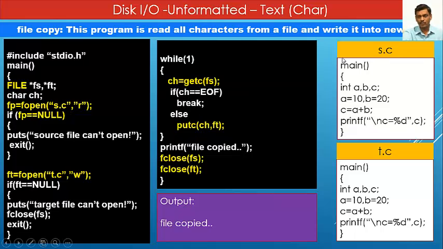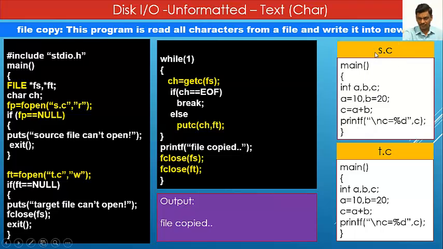For example, this is a source file, s.c, which is one of the files. That file consists of this program: a comma p, a equal to 10, b equal to 20. So this is the data of s.c. This program is stored in the s.c file.